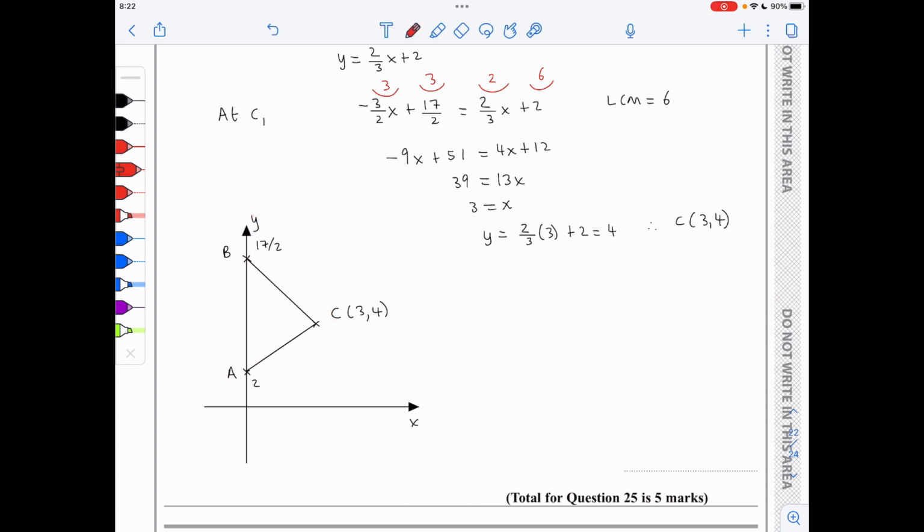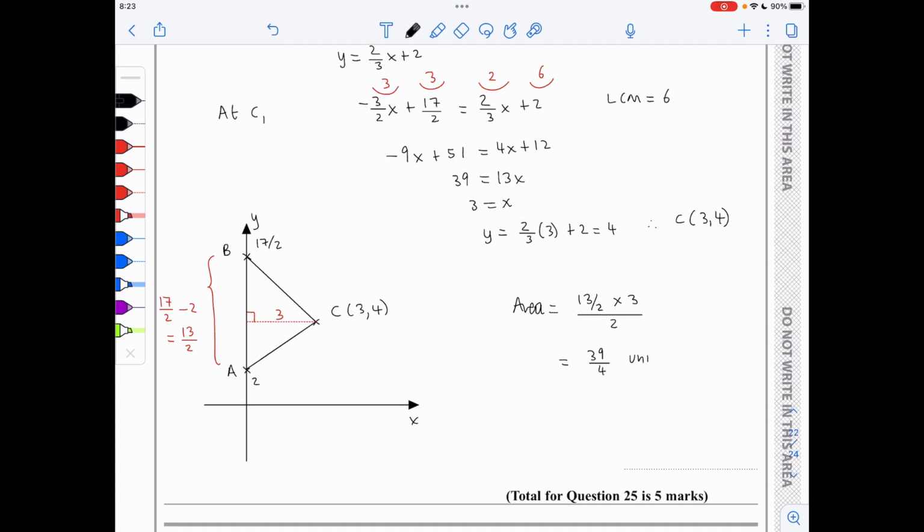Let me start with the base, which is simply the distance between A and B. So we will be doing 17 over 2 minus 2, which gives an answer of 13 over 2. And now for the height, it's simply the x-coordinate of point C, so it's 3. And therefore the area is given by one half times base, 13 over 2, times height, 3, which gives an answer of 39 over 4 square units.